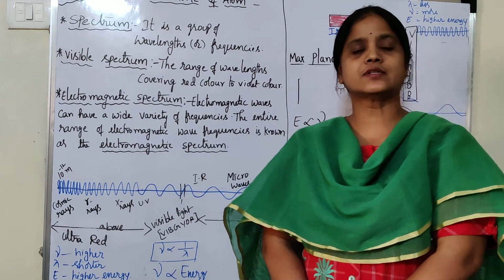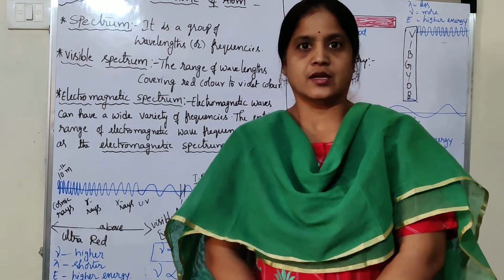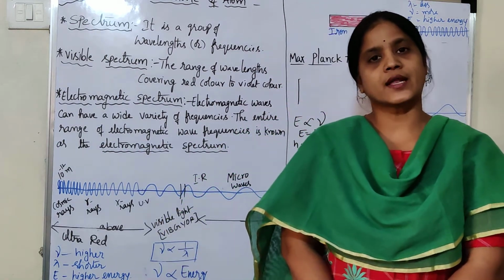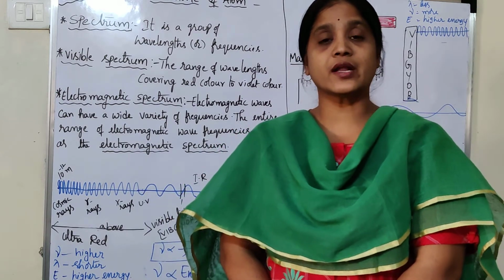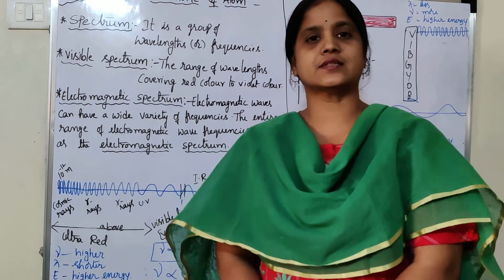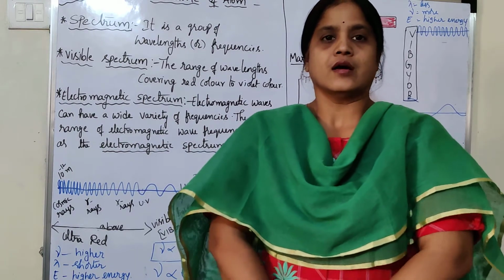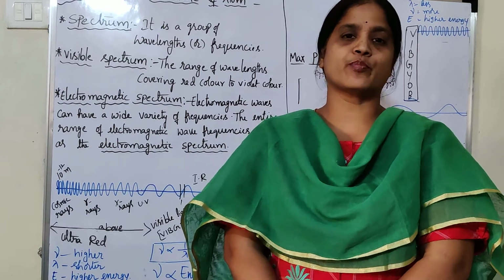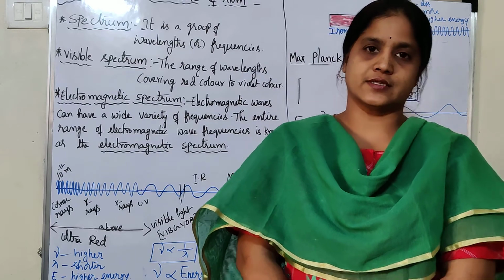Yesterday in class we learnt about light, the wave nature of light. Light travels in the form of a wave and it contains electric and magnetic waves, and these two waves are perpendicular to each other, and they travel in the direction of the wave. And this wave has two important characteristics. What are they? Wavelength and frequency.